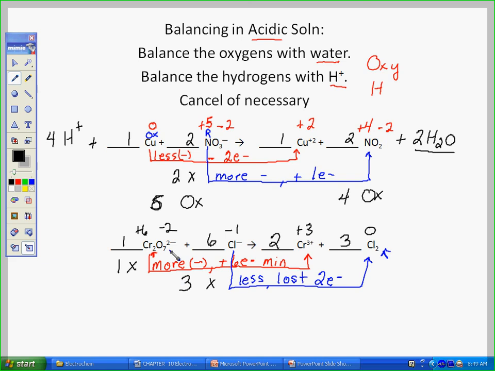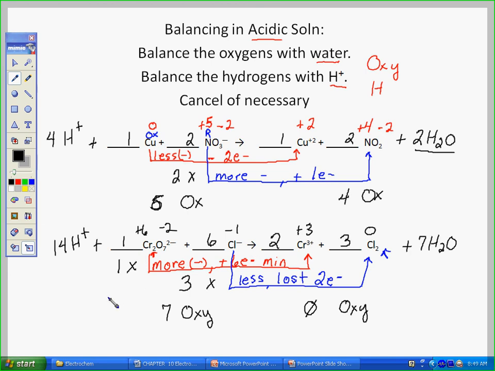Now we have to take care of these oxygens. On the left-hand side, I have 7 oxygens. On the right-hand side, I have 0 oxygens. I'm putting OX so that it doesn't look like a 0 there. I know that's not the symbol for oxygen. And to balance 7 oxygens, I add 7 waters, which is going to require 14 H pluses to balance that. So that gives us the idea of how we're going to handle balancing with H pluses.